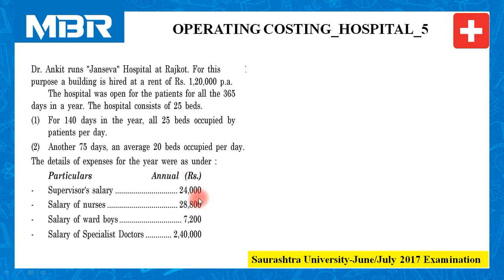Supervisor salary 24,000. This is an annual figure as mentioned in the question. Salary of nurses 28,800. Salary of ward boys 7,200. Salary of specialist doctor 2,40,000. From this part of the question, the most important lines or information are related to calculation of bed days. It is already underlined on your screen.